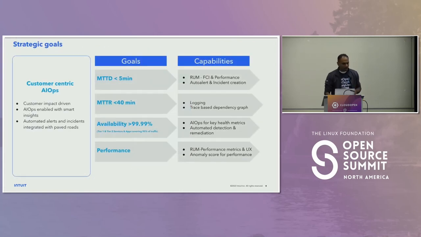Our high-level strategic goals: we want to be customer impact-driven. We want to rely on AIOps because observability throws out a lot of data, and it's not humanly possible for us to look at so many dashboards, so many metrics, and so many alerts. So we want to have this one golden entity, which we call the anomaly score, to drive a lot of the functions of observability, things like alerting, incident creation, and the remediation process. In addition, the anomaly score also drives automatic rollbacks that we have invested in. Our goals are to reduce the mean time to detect to under 5 minutes, mean time to restore to under 40, and have 99.99% availability.